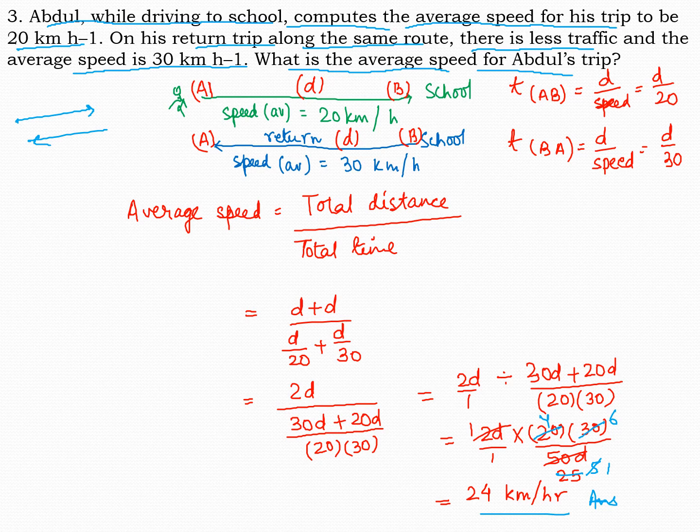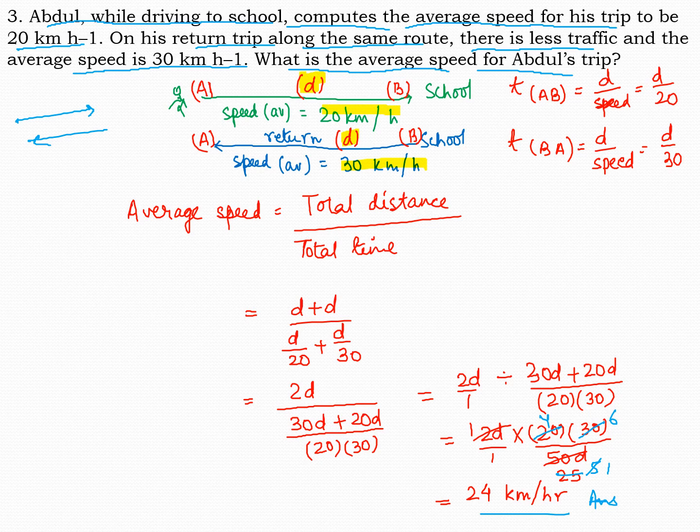So while going he had a speed of 20 km per hour, and while coming back there was less traffic, so his speed is 30 km per hour. Clear? Now for both the cases, if you see, distance d is the same, isn't it? He is going on the same path, coming back on the same path.